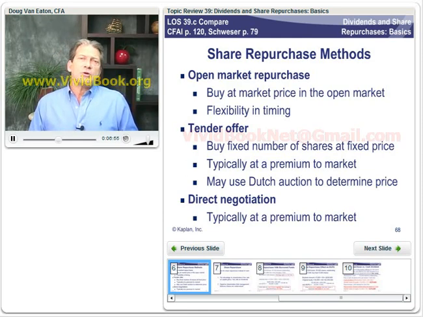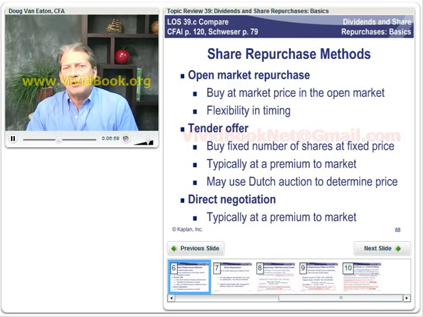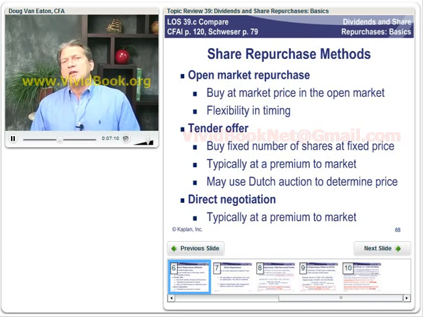Another way to repurchase shares is through direct negotiation. That is, if there's a large holder out there, the company can talk to that large holder about buying back their shares specifically. And typically this is negotiated at some premium to the current market price.